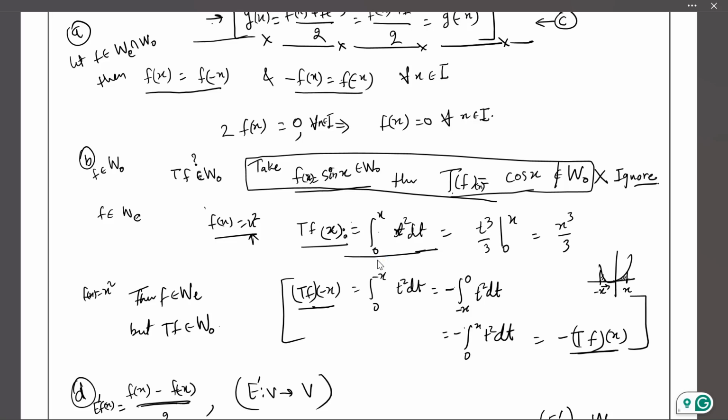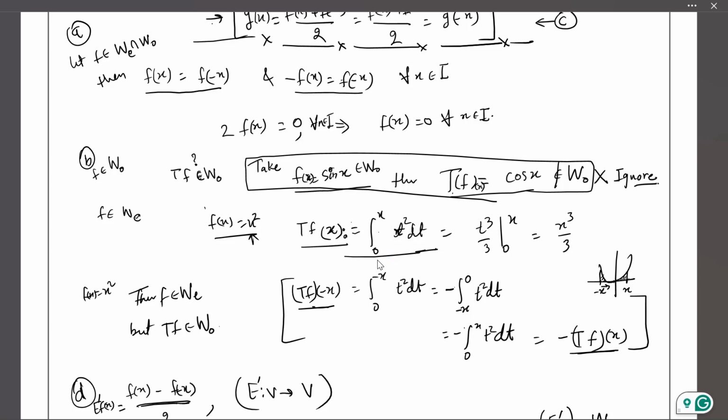Identity function in W naught, x. Then what will be the integration of it? Tf will be x square. So x was an odd function and its integration becomes an even function. So they are not T invariant.